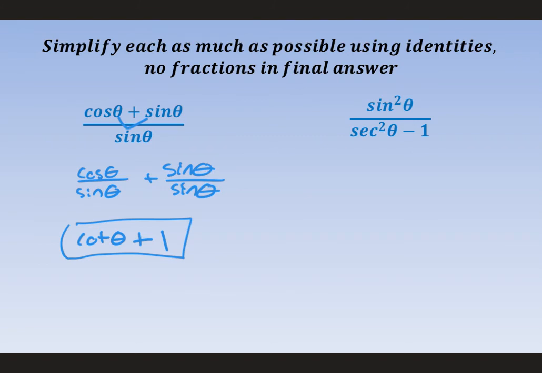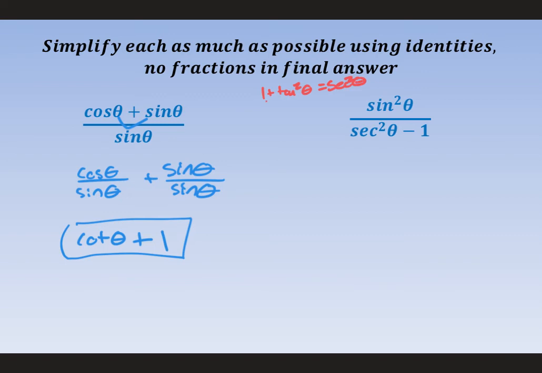It wasn't a squared, so can't really do anything else with it. All right, and then this last one that I'm going to do with you guys here in the video, I have sine squared theta over secant squared theta minus 1. Now, the secant squared theta minus 1 is a variant on one of our other identities, and I'll write this in a different color: 1 plus tangent squared theta equals secant squared theta. That's one of our Pythagorean identities.